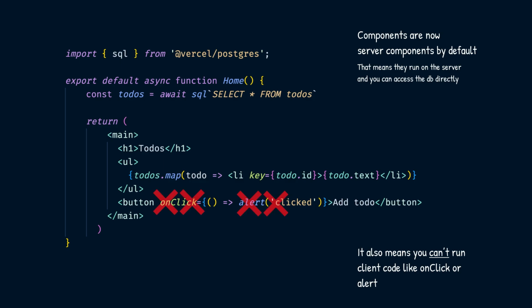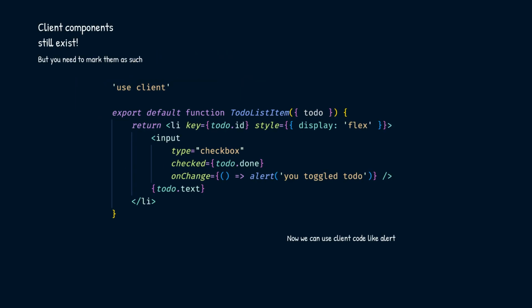Since Next 13.4, all components are now server components by default. Traditional components that run in the browser and use state, they still exist, but they're now called client components, and they have to be explicitly marked as such with a new use client directive.